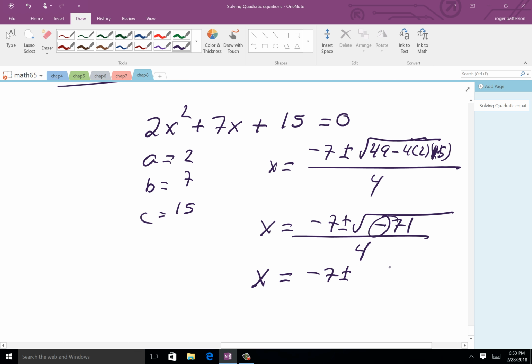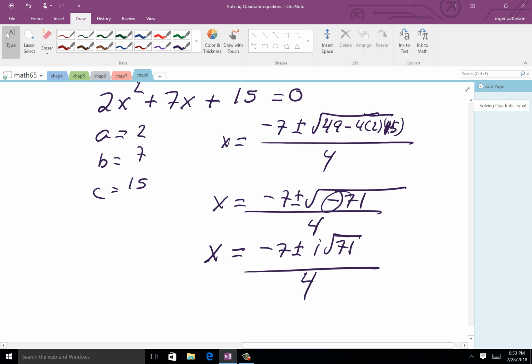So the i has got to come out in front. 71, can't do anything with that one. Can't reduce anything. So we're done. So again, we're just using the quadratic formula. You're going to get some negatives, throw some i's and they come out and become an i. You might not. Sometimes you do, sometimes you don't. It just doesn't change anything though. Still using the formula.